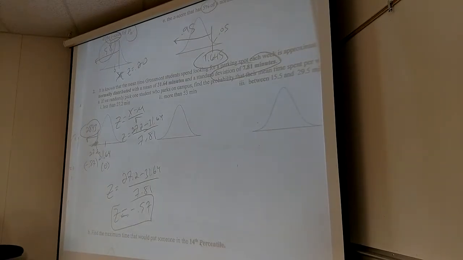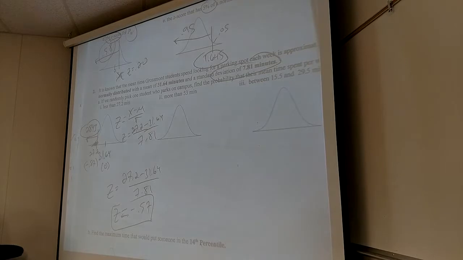So negative 0.57. That's the second decimal place here. Okay, everybody else is good, right? Or accepting that you're not good. Make sure you can find that 0.2843. That's the final answer.